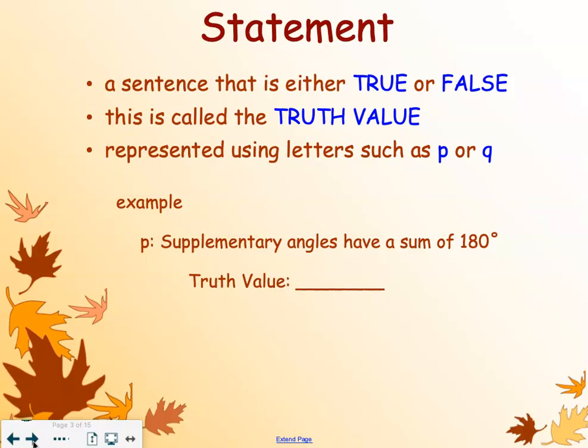So let's try to find the truth value of this example of a statement. It says supplementary angles have a sum of 180. True or false? True. Yeah, we know that. True. We know that is true.